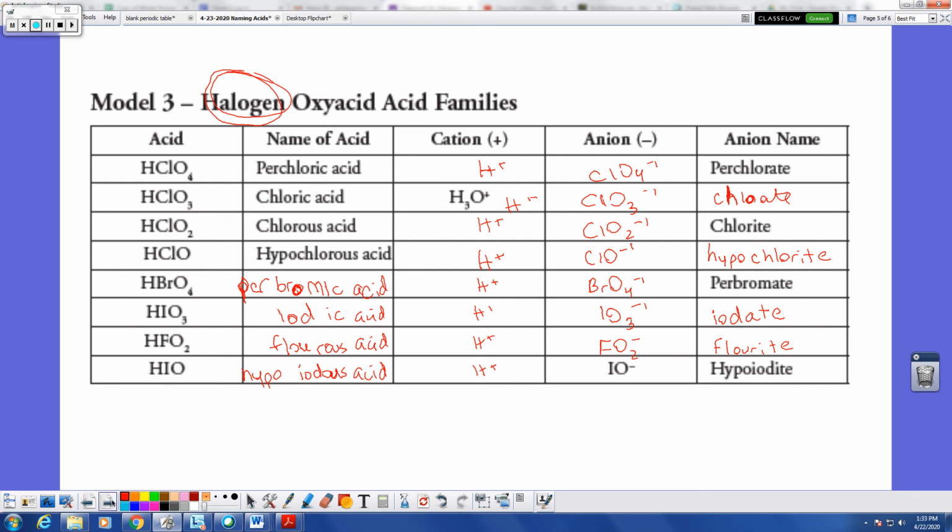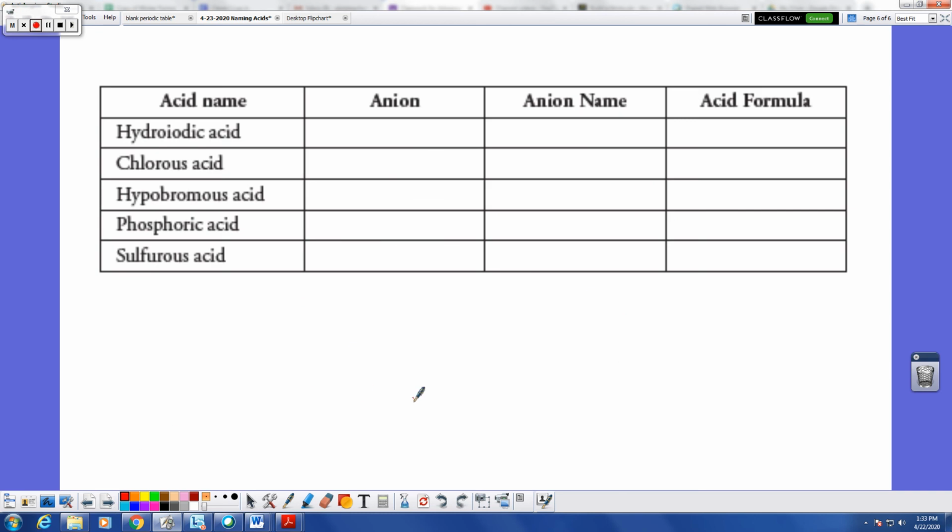So moving on, last page. So here are some with nothing filled in. And these are mixed up. These are oxyacids and binary acids. Okay, so I would pause the video. I would try to identify them as binary or oxy, and then I would try to go ahead and fill in this chart. So pause me, try this, and then I'll do them.